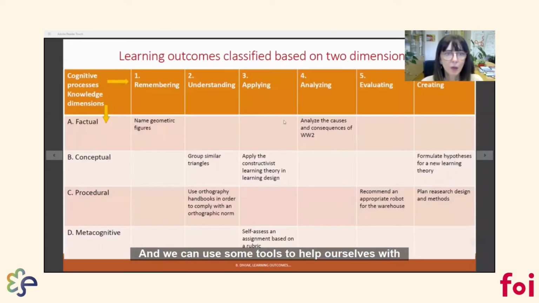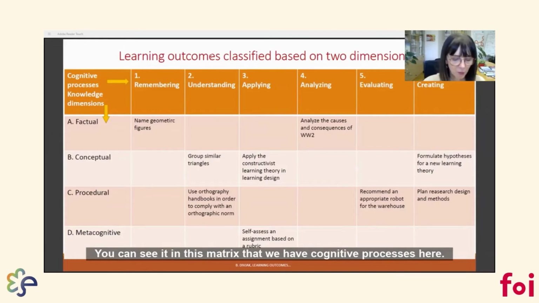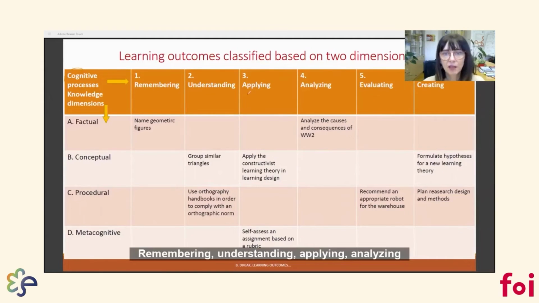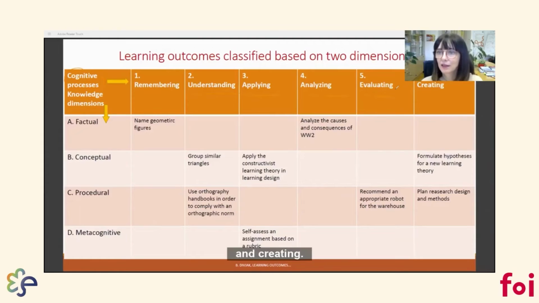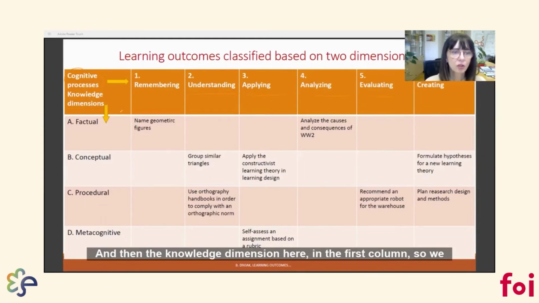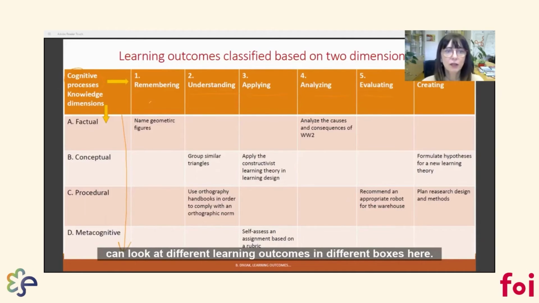And we can use some tools to help ourselves with the learning outcomes classifications. So learning outcomes, as I said, can be classified based on two dimensions. You can see in this matrix that we have cognitive processes here: remembering, understanding, applying, analyzing, evaluating, and creating. And then a knowledge dimension here in the first column. So we can look at the different learning outcomes in different boxes here.